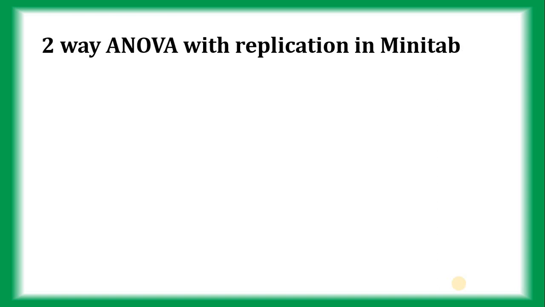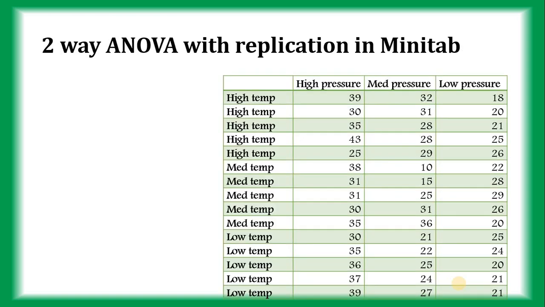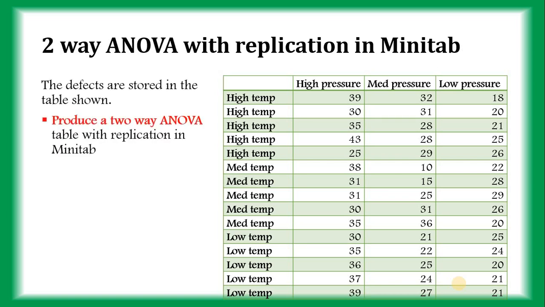Hello everyone, today I'm going to talk about two-way ANOVA and how to implement it in Minitab. So this is our dataset. In our dataset, I'm going to produce a two-way ANOVA and then I'll determine which factors. Here we have two factors, temperature and pressure, which factors are crucial to the outcome, I mean the response variable.